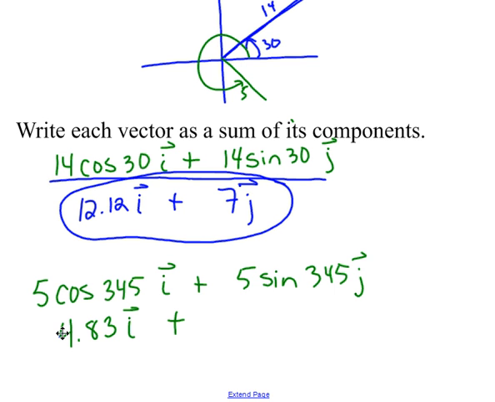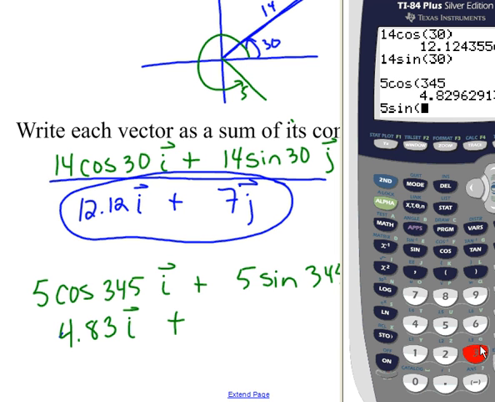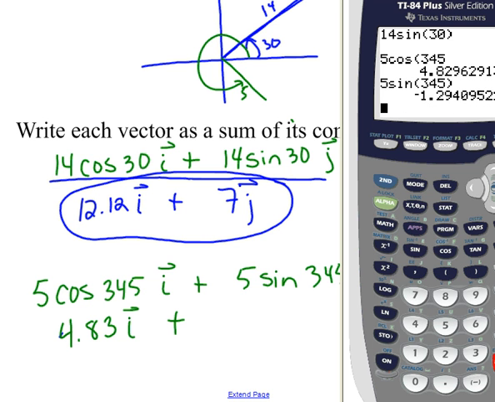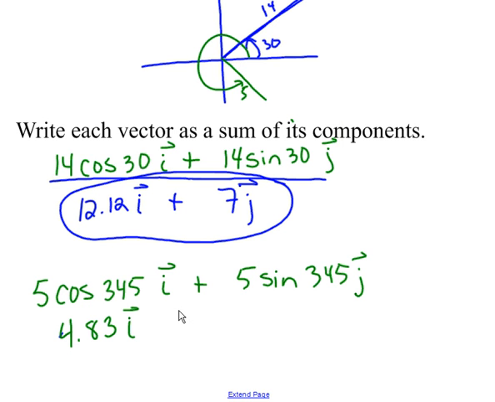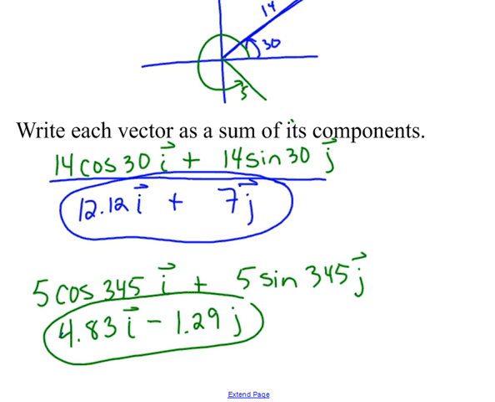And if I put 5 sine of 345 in my calculator, I'm going to get negative 1.29, which should make sense because you're in the fourth quadrant and you know y is negative. So then I change that plus sign to negative 1.29 j. And so now this is the component form for this green vector right here.